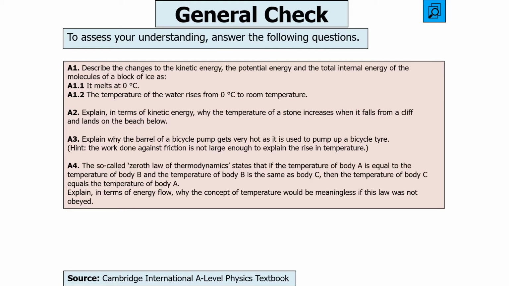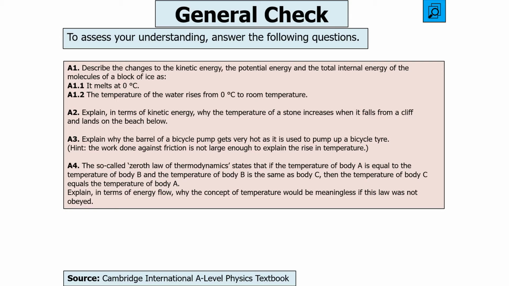The next question says, describe the changes to the kinetic energy, the potential energy, and the total internal energy of the molecules of a block of ice as it melts at 0 degrees Celsius and as the temperature of the water rises from 0 degrees Celsius to room temperature. Then explain in terms of kinetic energy why the temperature of a stone increases when it falls from a cliff and lands on a beach. Explain why the barrel of a bicycle pump gets very hot as it's used to pump up a bicycle tyre.